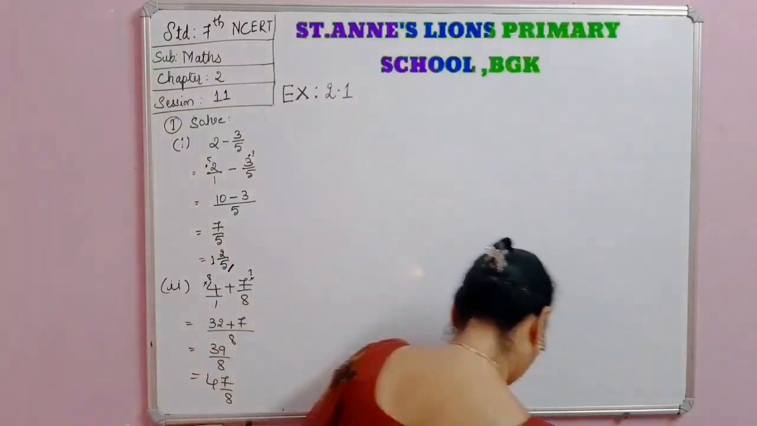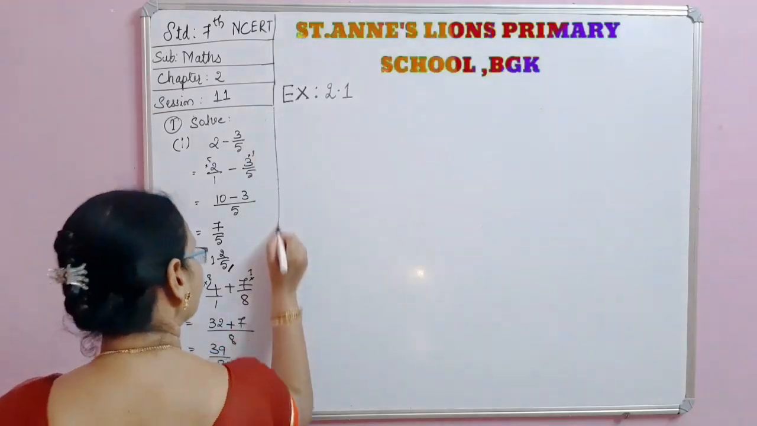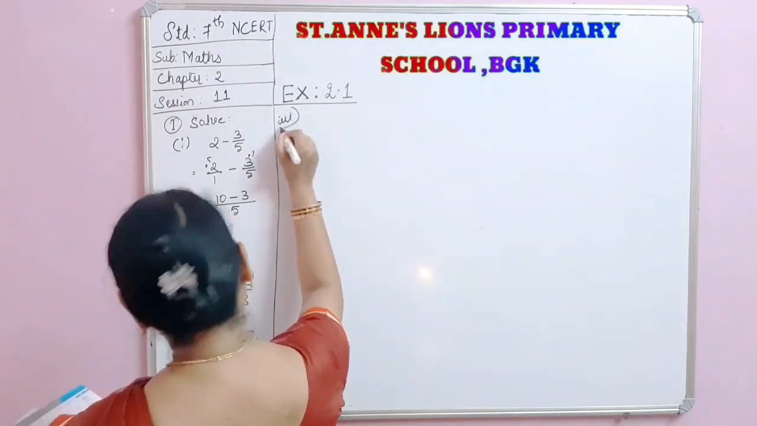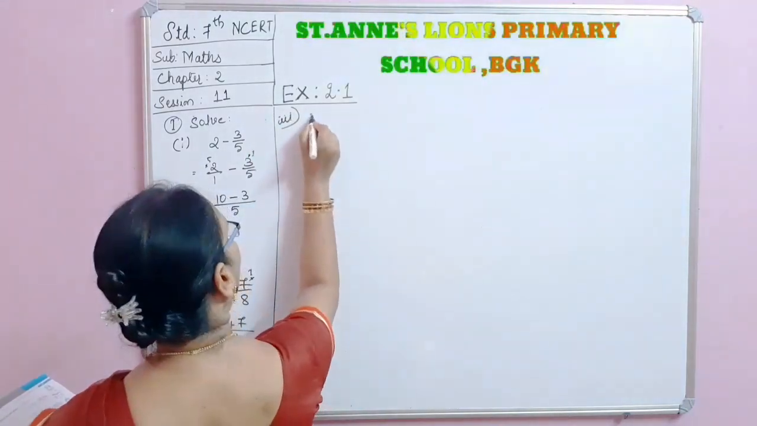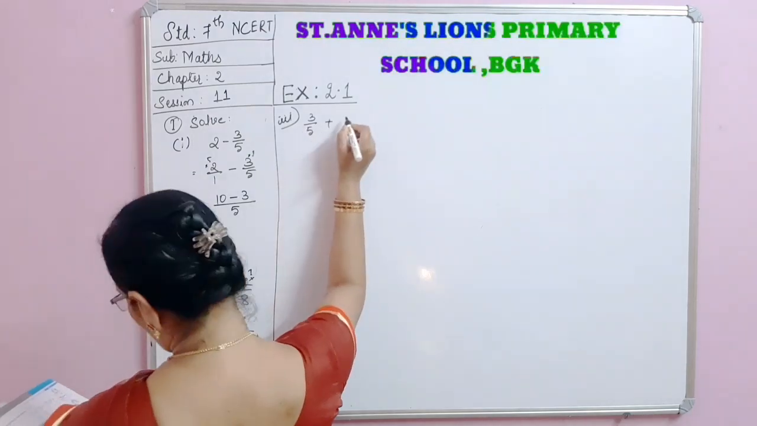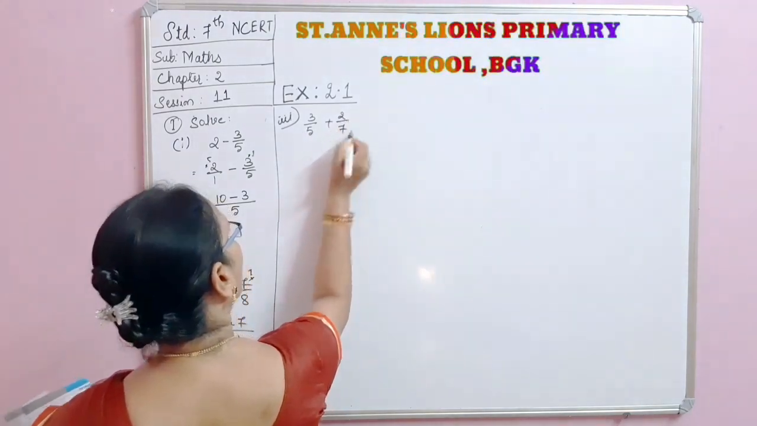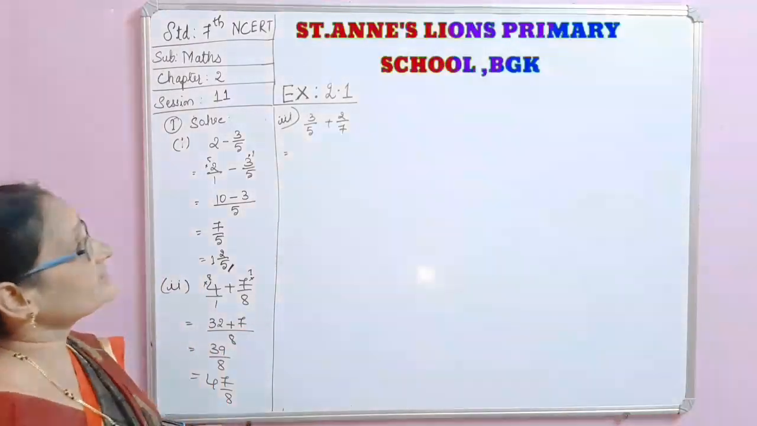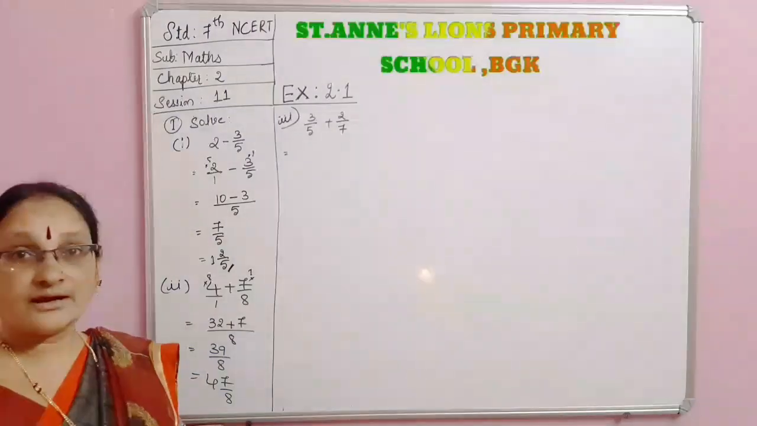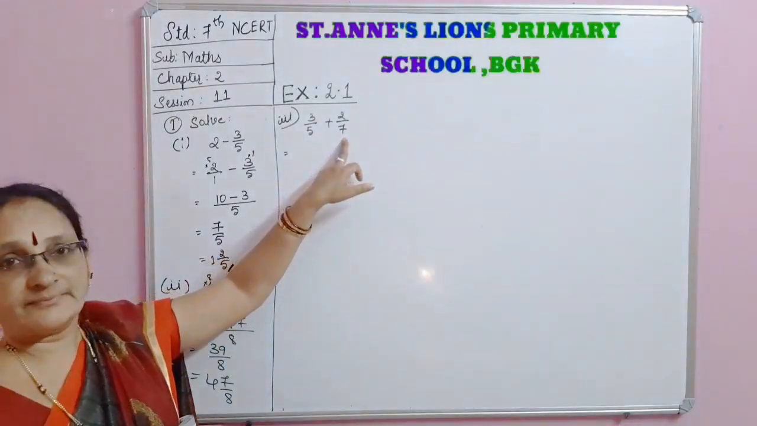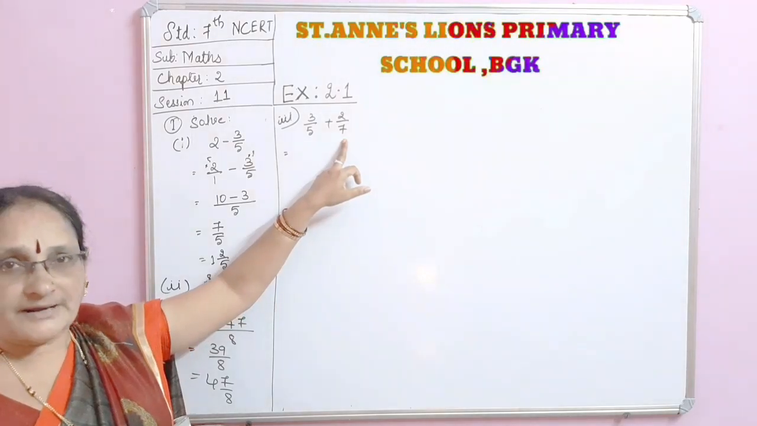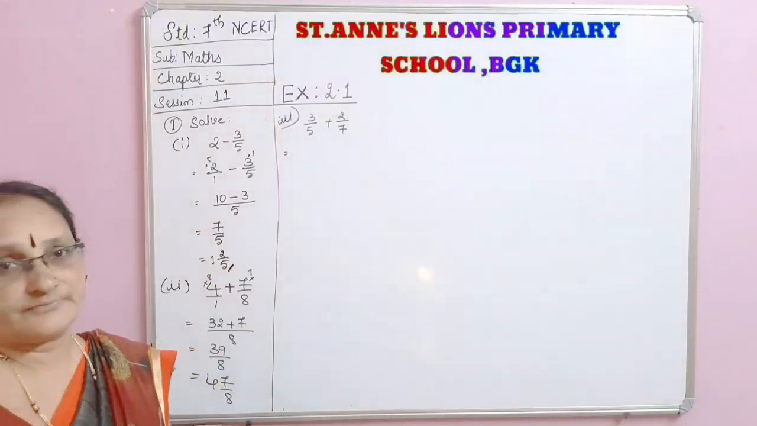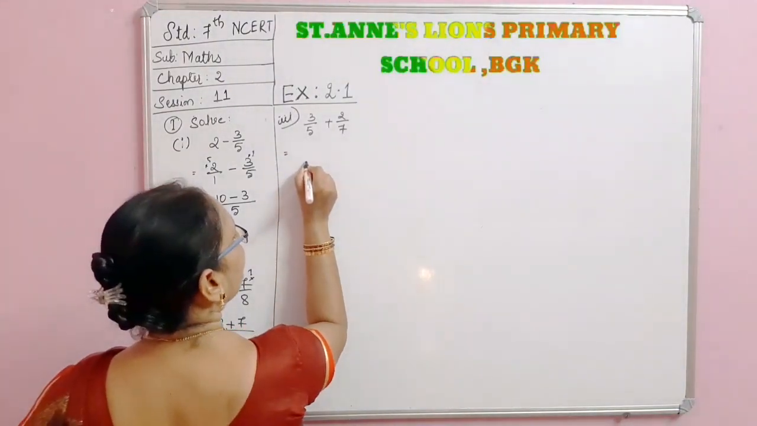Now the third one, the third problem, 3 by 5 plus 2 by 7. See here, different denominators. We have to take the LCM. What is the LCM of these two? 35. How to say? Because one number is a prime number. If there is one number which is a prime number, then we have to get the LCM by the product. So here the LCM is 35.